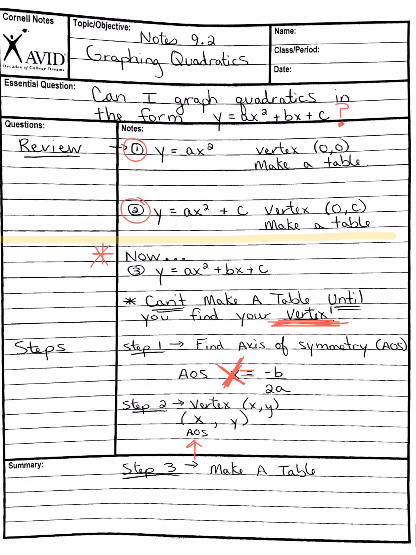So we have to find our axis of symmetry first, then we have to find our vertex, then we have to make a table. We're going to jump into 2 examples, and I'm going to go through the step 1, step 2, and step 3. Here we go. So here is an equation, y equals x squared minus 6x plus 4. And with this example, we're going to go through each of those steps.